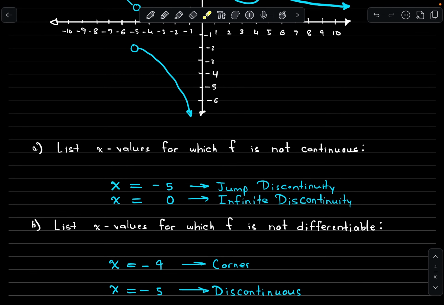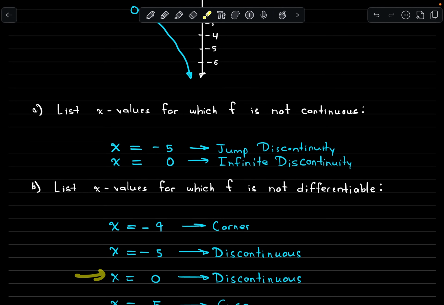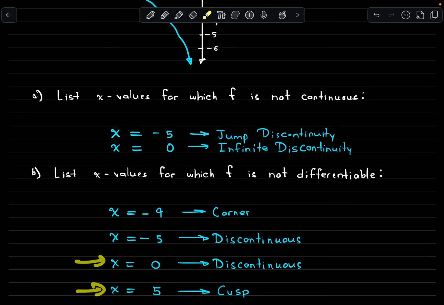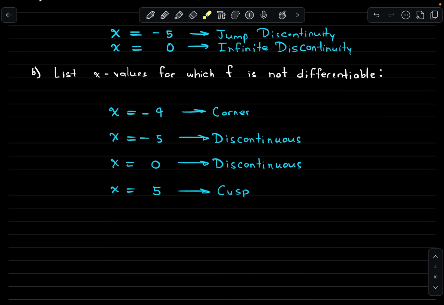So x equals -9, that's our corner. x equals -5, it's discontinuous. x equals 0 was also discontinuous. And x equals 5 is our cusp. So these are all areas where we do not have differentiability. All right.